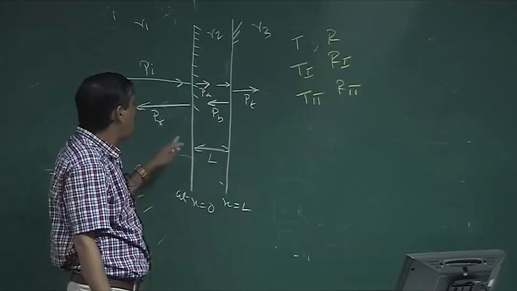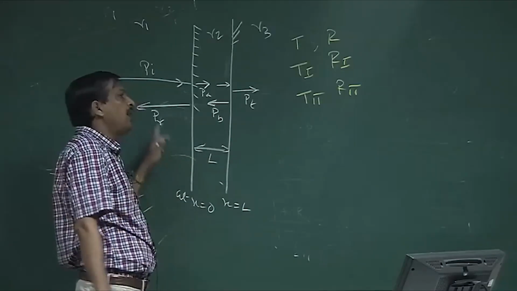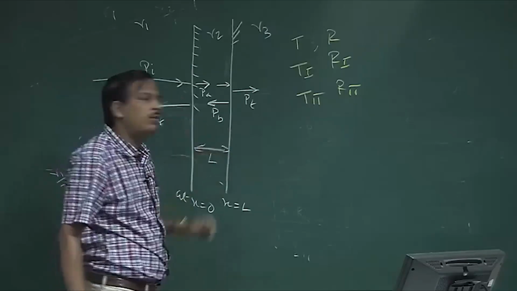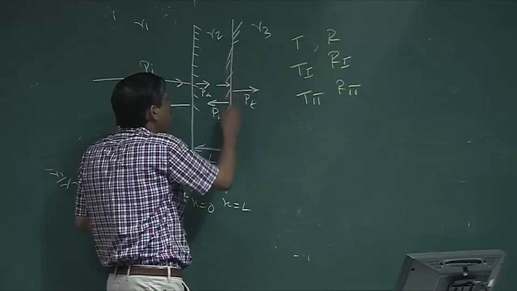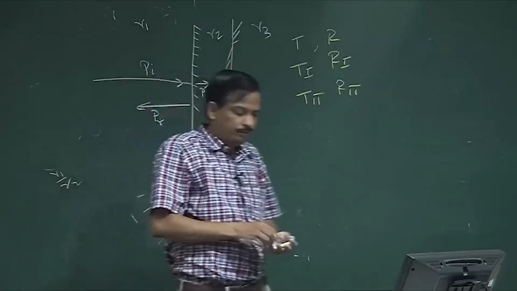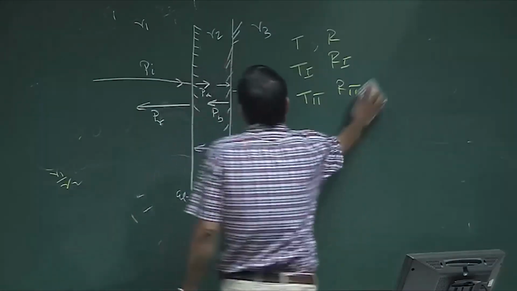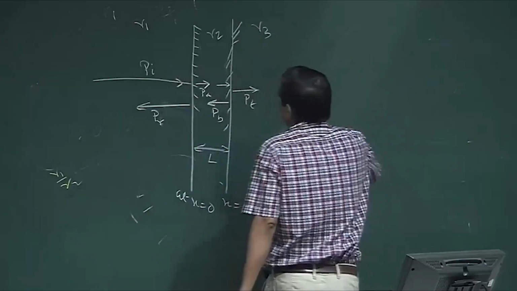There are 2 boundaries: the air to solid boundary, then the solid to air boundary. Now, find out the equations first. What are those equations? You know those equations.